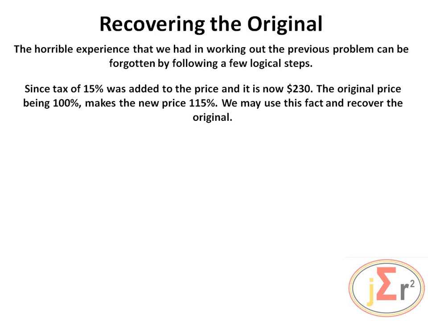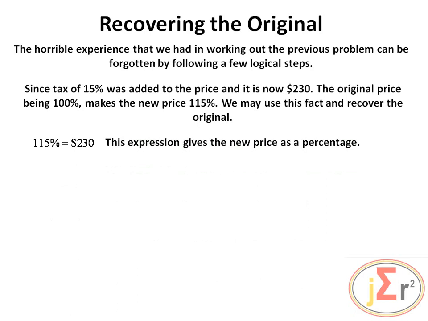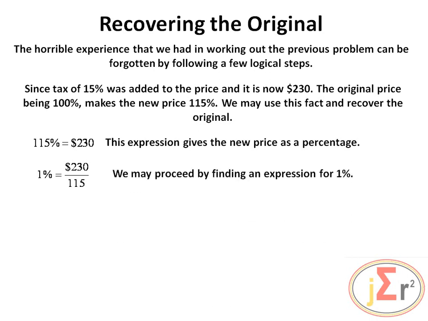So let us do it step by step. 115% is $230. This expression gives the new price as a percentage. What do we do now? We need to find 1%. 1% is found by dividing by 115. And after finding 1%, what do we do?